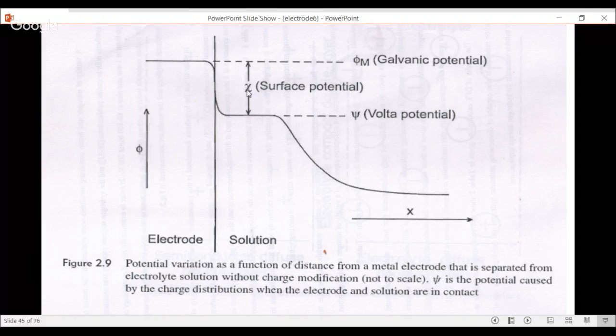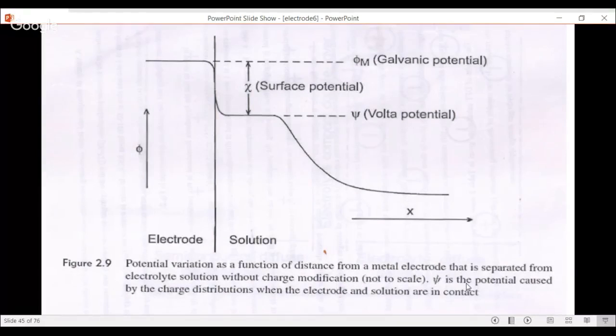This is called the surface potential. So chi m is the galvanic potential. We will come to it a little later. The steeply falling potential is the surface potential, and the slowly falling one is called the Volta potential. This shows potential variation as a function of distance from the metal electrode that is separated from the electrolyte solution without charge modification.